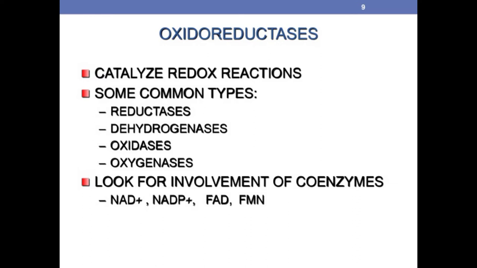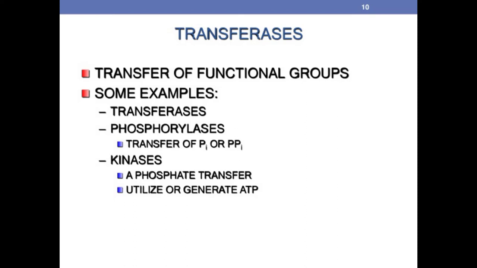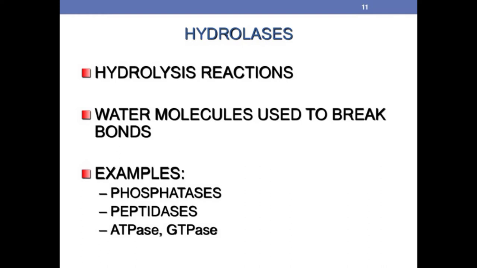The second class is transferase, which transfers a functional group. Some examples: phosphorylases transfer Pi or PPi. Kinases transfer phosphate, utilizing or generating ATP. So that is transferase. Then hydrolase catalyzes hydrolysis reactions, where a water molecule is used to break the bond.